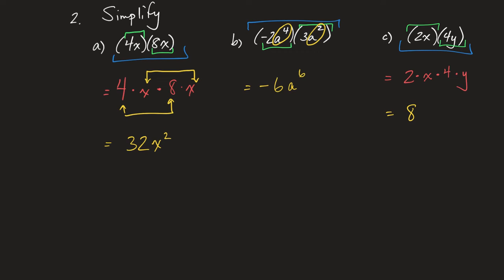But I can't do anything to simplify my x times my y other than write it in a more efficient form. That is, don't bother writing in the multiply. So for me to write x times y, I'm simply going to write xy. All that we were able to simplify in question C was the coefficients. Okay, hopefully we matched up.